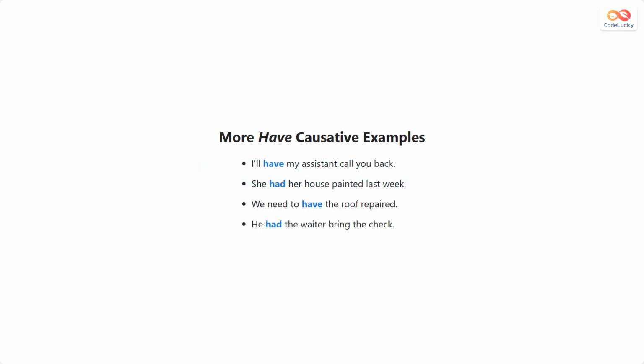More examples help you understand better. I will have my assistant call you back. She had her house painted last week. We need to have the roof repaired. He had the waiter bring the check. In all examples, the subject gets someone else to do the action.